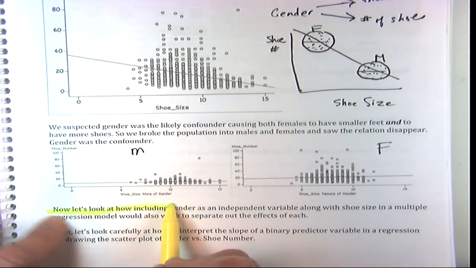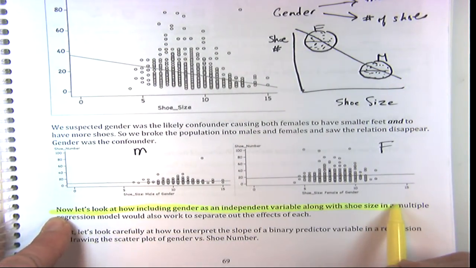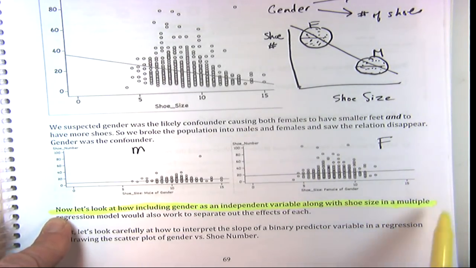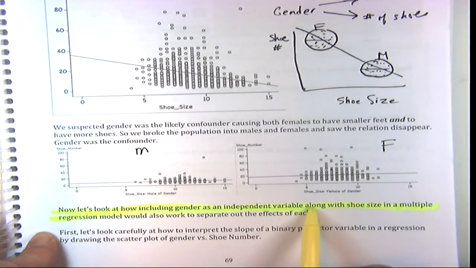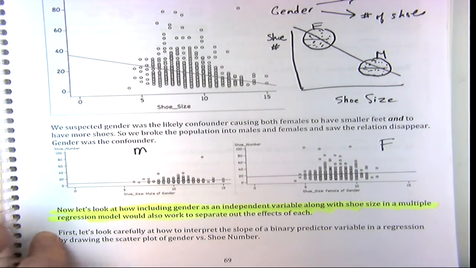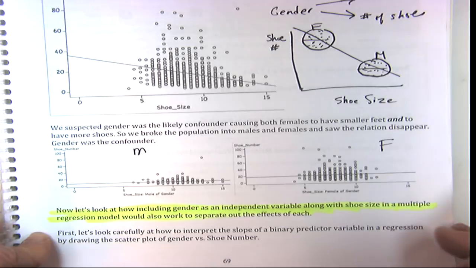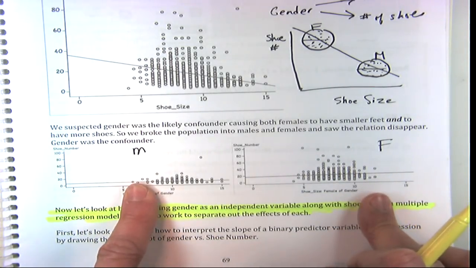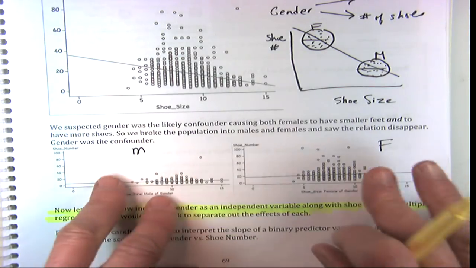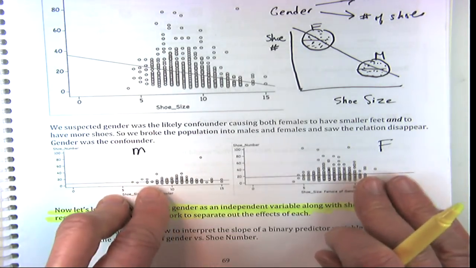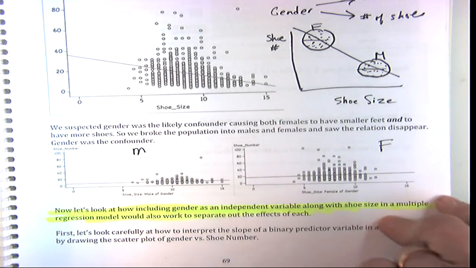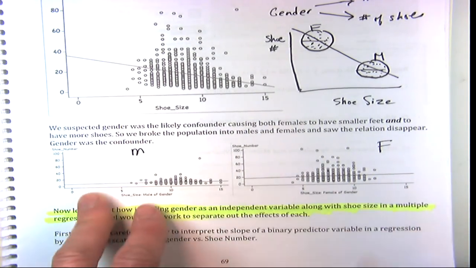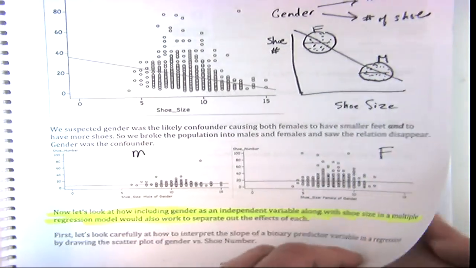Let's just highlight it. We're going to look at how adding gender as an independent variable along with the shoe size, that will be a predictor variable, would also work to separate out the effects. How does it do that? Okay? I'll tell you right now, it doesn't do quite as good a job as stratification unless you add something called an interaction term, which we're going to look at in Chapter 13 today. But first, we're just going to add gender and see what it does. Okay?